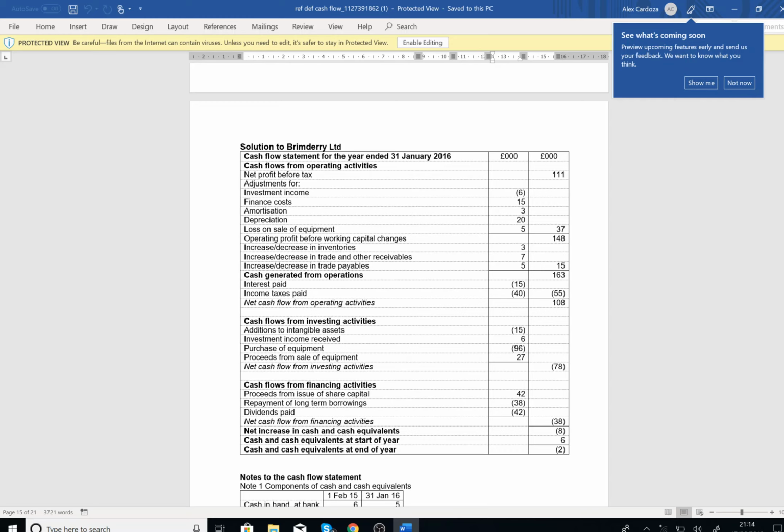Okay, investment income received, so that one that you minus there, you just put it back because, remember, it's investing activities. Everything's got a heading.